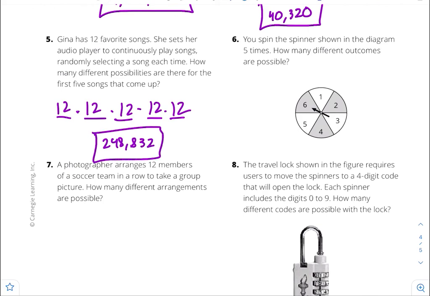248,832. For 6, you spin the spinner shown in the diagram 5 times. How many different outcomes are possible? Well, you spin it 5 times, and there are 6 possible outcomes each time. So multiply all those together and you would get 7,776 different ways.